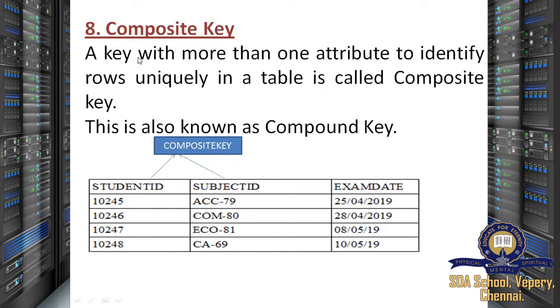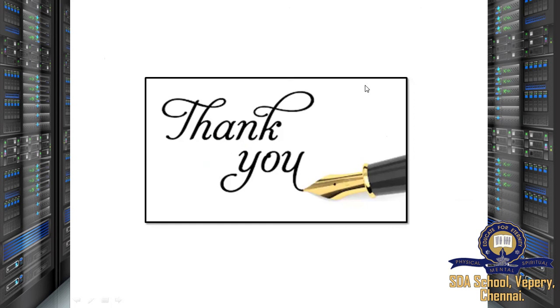So they say a key with more than one attribute to identify rows uniquely in a table is called a composite key. Right? That's all for today's video session.